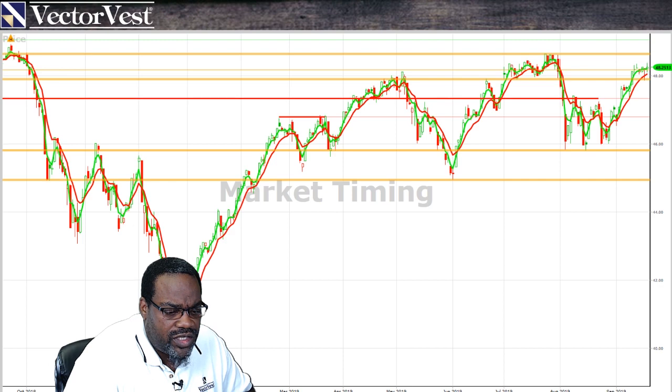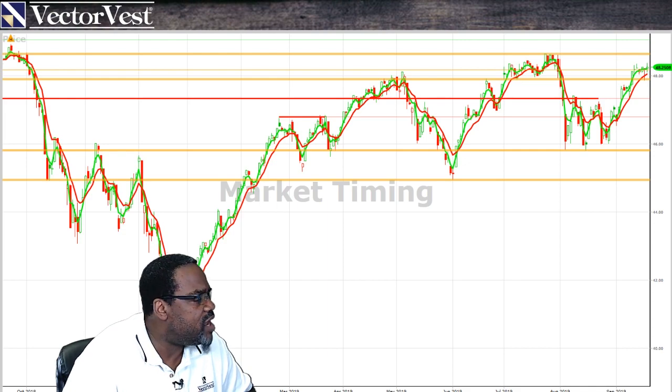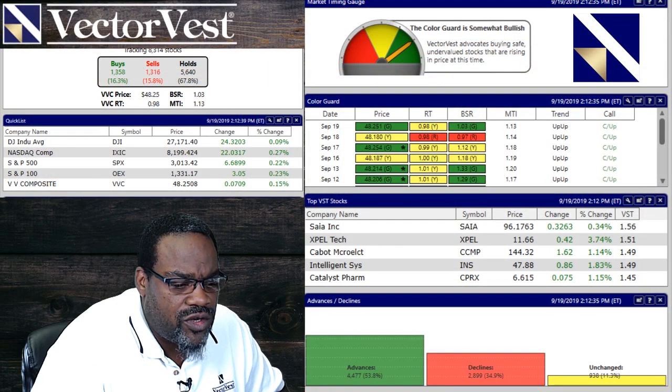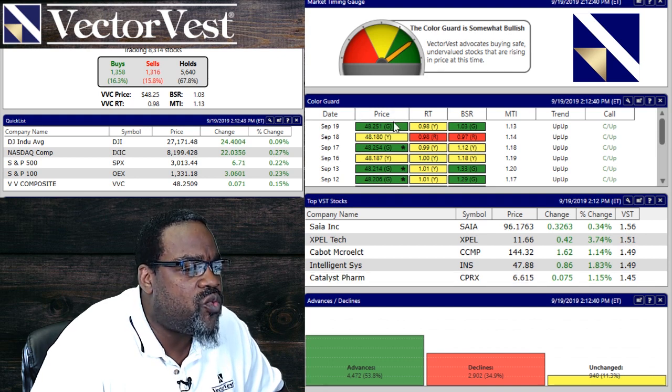Let's go to the market timing graph, and this is that movement of the price. The price is what we call the VVC, back on that home page. So when I go back to the home page, do this real quick, go back to the home page. The price column is what we call the VVC or VectorVest Composite.